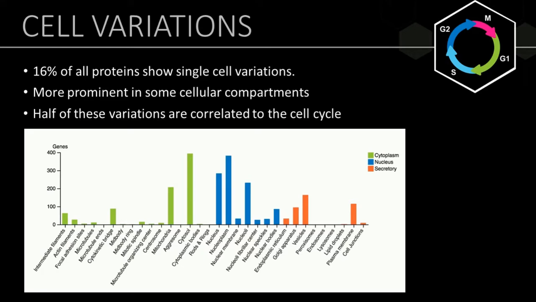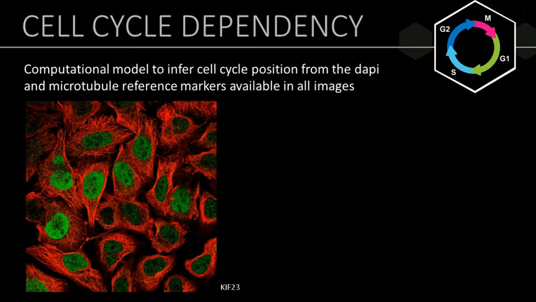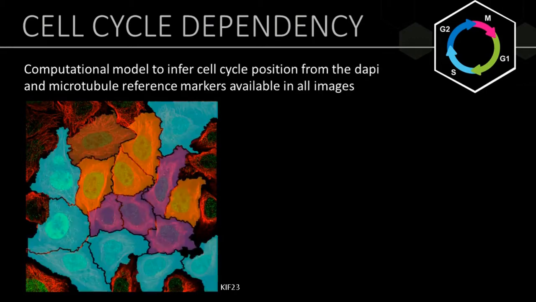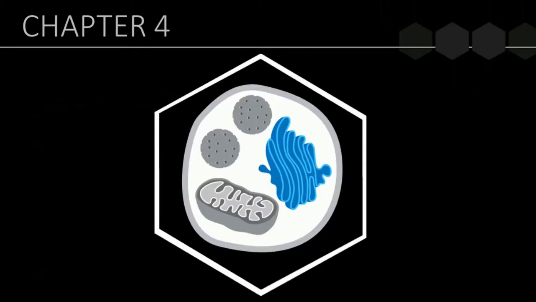And in order to investigate the cell cycle correlation in more detail, we have created a computational model to infer the cell cycle position from the Geminin and microtubule reference markers available in all images. And I will give you one example. This is the protein KIF23 from the atlas, and you can see that the green intensity varies between the cells. So then we can apply this computational model to do a pseudo-temporal analysis of the protein expression, and we can model it over the cell cycle progression.